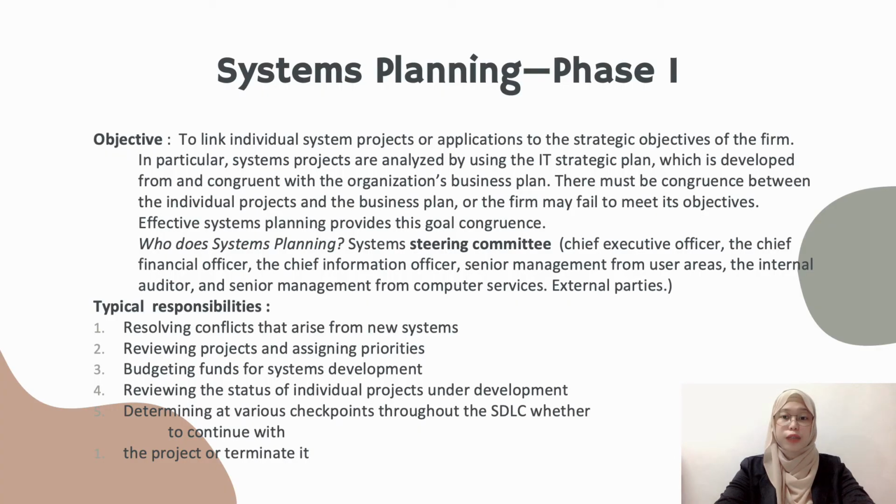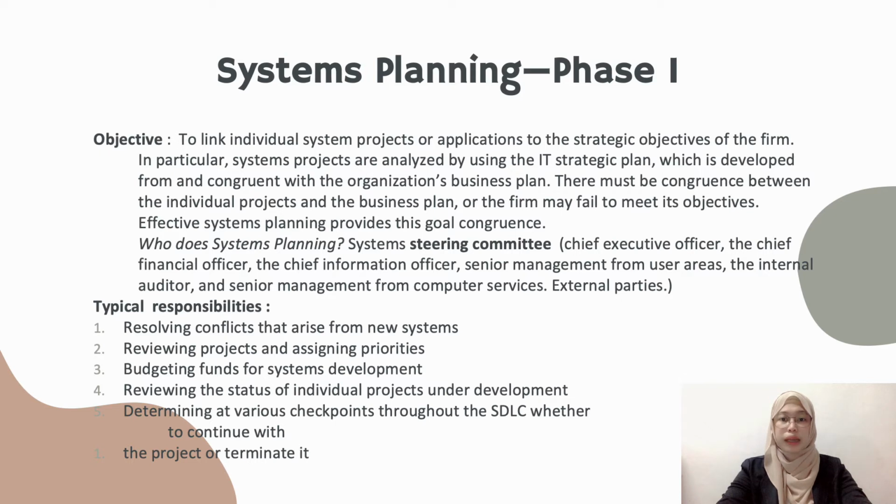Starting off with phase 1, system planning, the objective is to link individual system projects or applications to the strategic objectives of the firm. In fact, the basis for the system plan is the organization's business plan, which specifies where the firm plans to go and how it will get there. In particular, system projects are analyzed using the IT strategic plan, which is developed to be congruent with the organization's business plan. There must be congruence between the individual projects and the business plan, or the firm may fail to meet its objectives. Effective system planning provides this goal congruence.